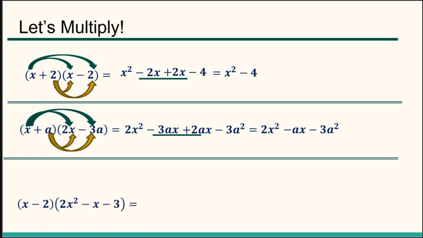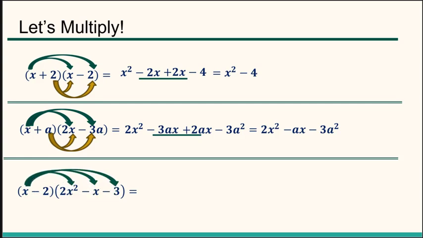All right, up next, the quantity x minus 2 times the quantity 2x squared minus x minus 3. This just means you're going to take that x, distribute him to everybody. You're going to take that minus 2, distribute him to everybody. And let's see what we've got. When the x gets distributed, we've got x times 2x squared. Well, that's 2x cubed. X times the minus x, well, that's minus x squared. The x times the minus 3, that's minus 3x.